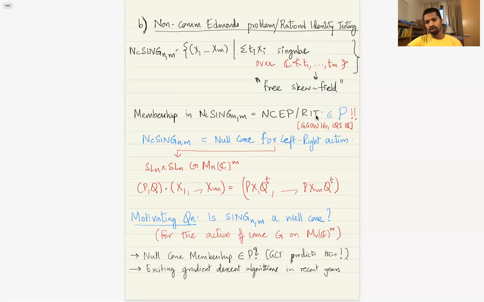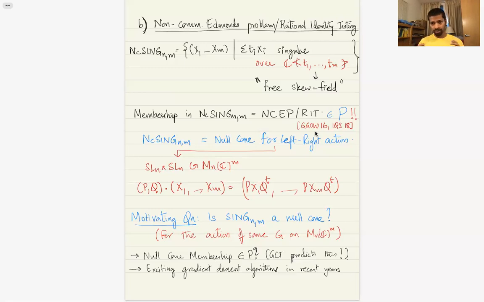And the really cool result in recent years is that this problem has a polynomial time algorithm, and there are two bodies of work that give two significantly different algorithms for this. One is by Garg, Gurvits, Oliveira, and Wigderson, and another is by Ivanyos, Qiao, and Subrahmanyam. One approach is very analytic in nature, the other approach is very algebraic in nature, and both approaches have their own advantages and disadvantages. But the key feature, whichever approach you take, starts from the observation that the set of non-commutative singular matrices is the null cone for the so-called left-right action.